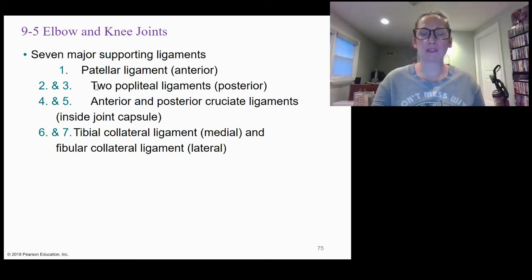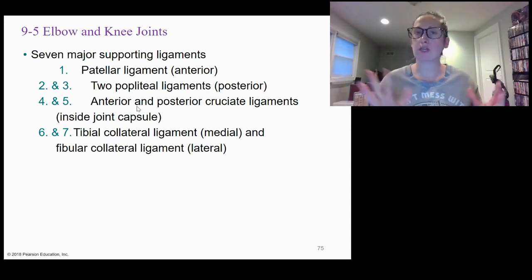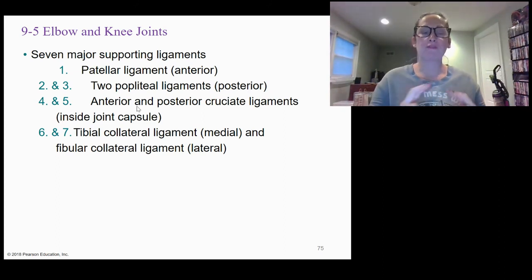So we have that patellar ligament on the anterior surface. You have two popliteal ligaments, which are posteriorly located. You have two cruciate ligaments, which I'm sure you're all familiar with, anterior and posterior, or ACL and PCL. And then you have two collateral ligaments. You have a tibial or medial collateral ligament, and then you have a fibular collateral or lateral collateral ligament.